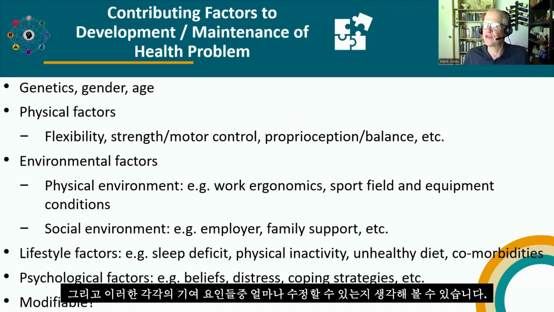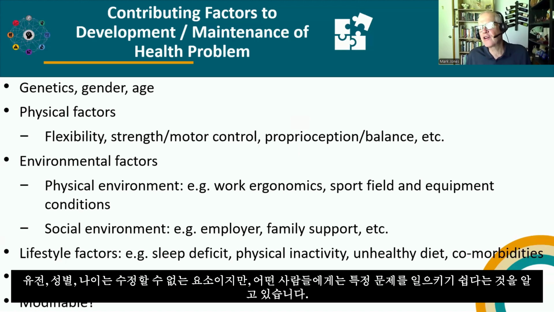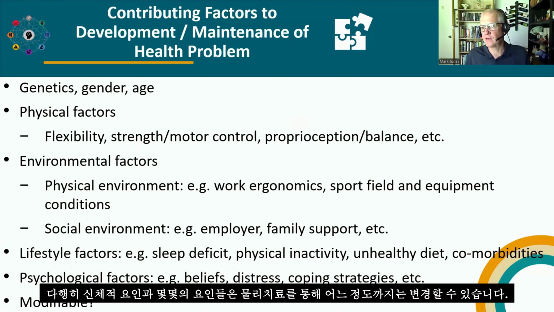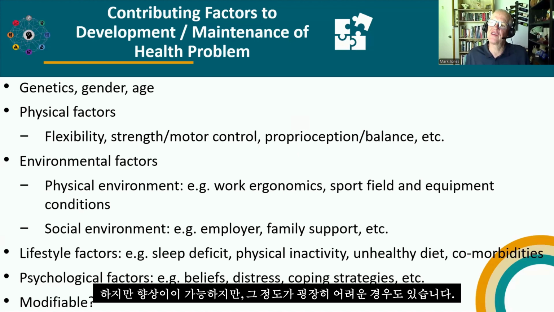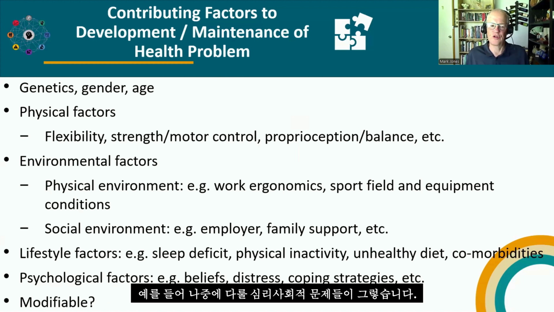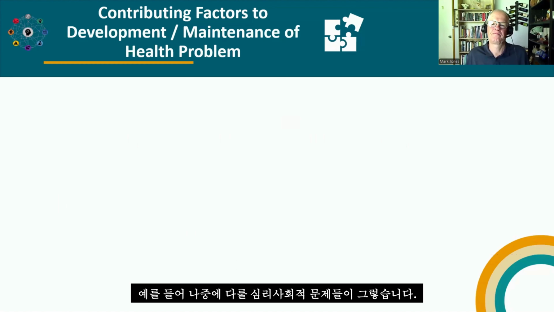And with each of these factors, you can also think to yourself is how modifiable they are. Clearly, genetics, gender, age are not things that can be modified, but we know they do predispose some people to certain problems. Other factors, such as physical factors, fortunately, can be modified with physiotherapy interventions, at least to a certain extent. But then some factors are modifiable, but they're more challenging, such as some of the psychosocial issues that we'll talk to later.